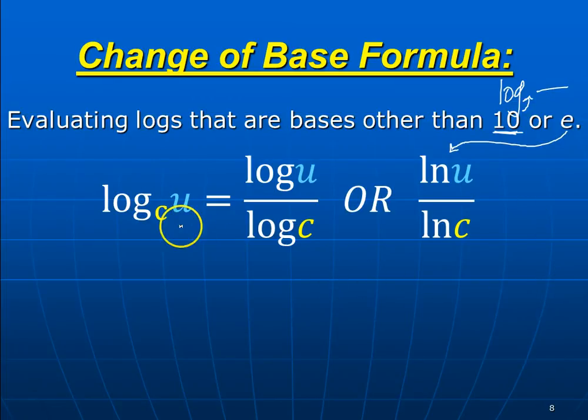Okay, so if we've got something other than a 10, which is our c, and we've got a number here, u. Now, if this is not a 10 or an e, you cannot type this in your calculator with that log button. So what you're going to do is you're going to have to break it up like you see here. The u is going to have to go on the top. The c, the base, is going to have to go on the bottom. And this is called our change of base formula.